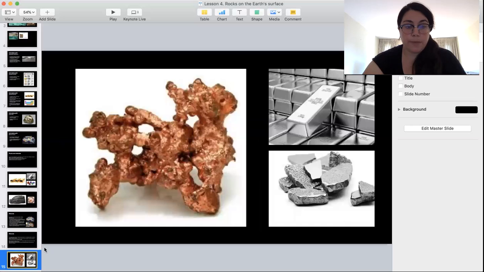Now, let me show you some pictures of different materials. This is copper, this is iron, and this is silver, okay? So remember that some minerals are actually just elements, okay?